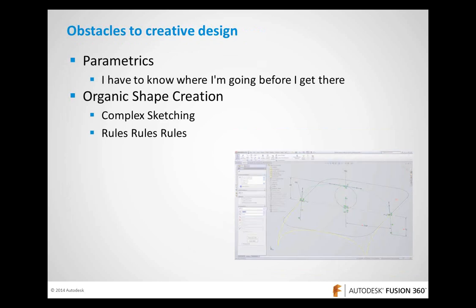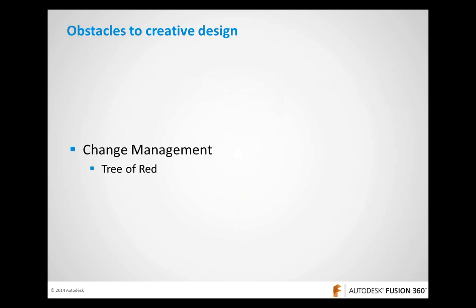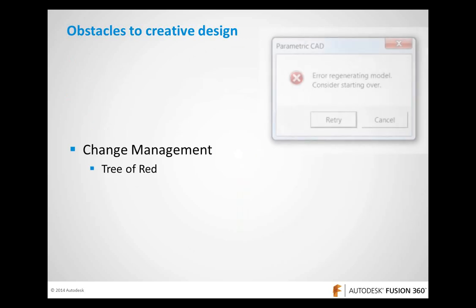So what are the obstacles to that kind of creative design? Things in today's systems are parametrics. You've got to know where you're going before you get there. I've got to have all my dimensions laid out. Everything's got to be locked down. You're drilled in that to make sure that it happens so that when you make an edit or change, things behave properly. For organic shape creation, all that complex sketching and rules and rules make it very, very difficult to create complex shapes. And then once I do create them, change management's a nightmare.